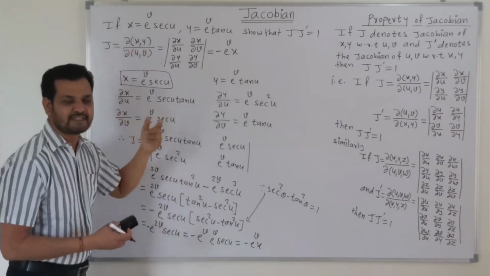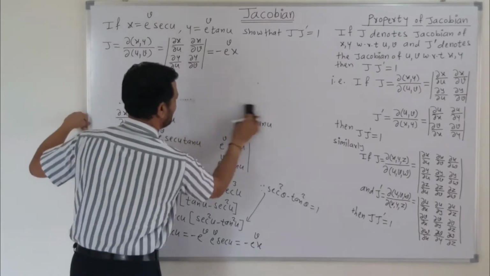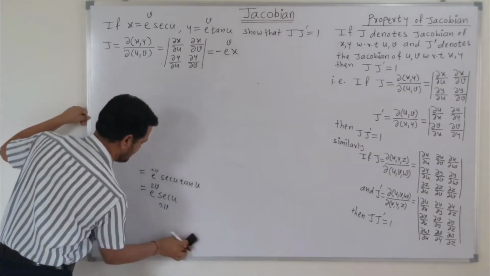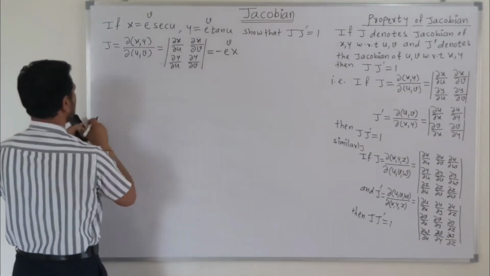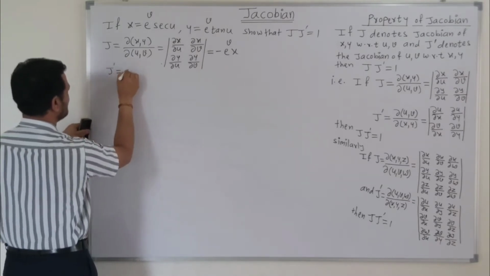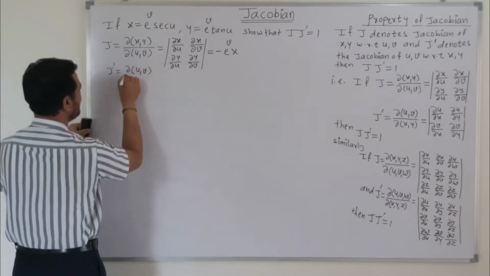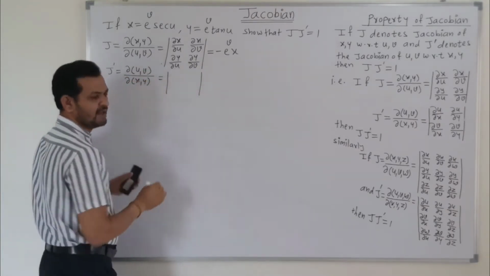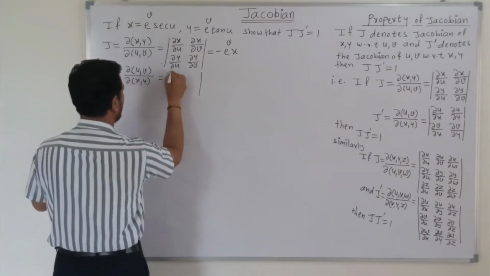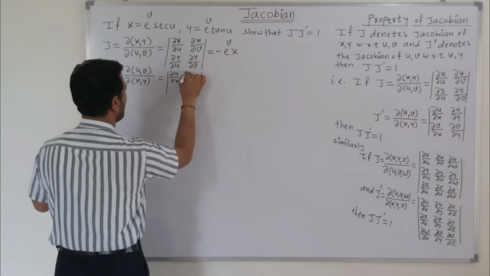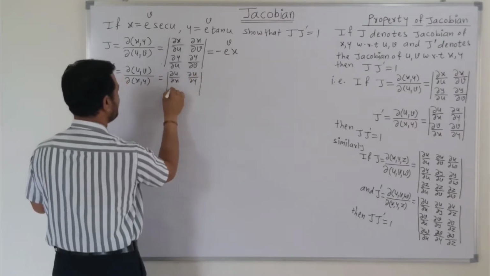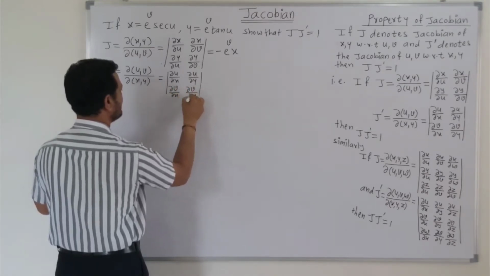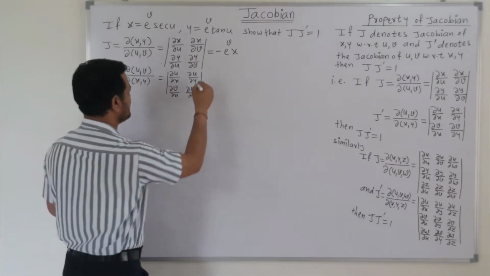Now let's find the value of z dash. First, define the value of z dash. z dash is defined as the Jacobian of u, v with respect to x, y, which according to the definition we can write as the partial derivative of u with respect to x, partial derivative of u with respect to y. Similarly, the partial derivative of v with respect to x, partial derivative of v with respect to y. So now just find this Jacobian.